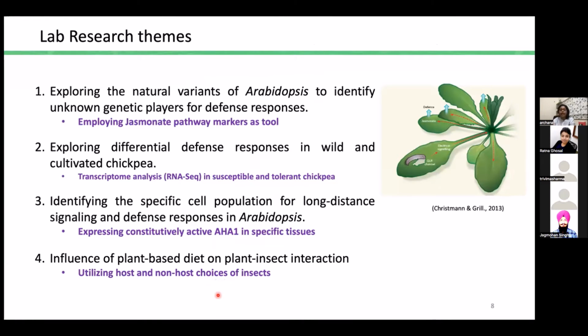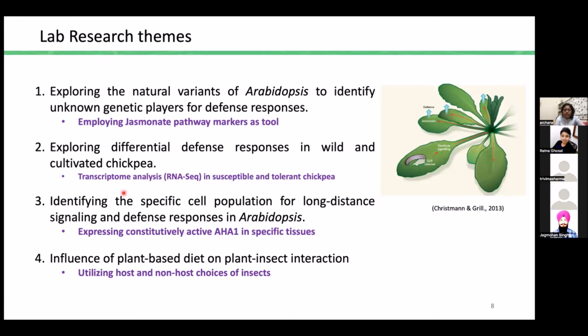define my lab objectives around two major areas. The first one is identifying new genetic players for defense responses, and for that I'm using natural variants of Arabidopsis. I also started working with chickpea, and we are analyzing the differential defense responses in wild and cultivated chickpea, using several omics approaches to understand more about this.